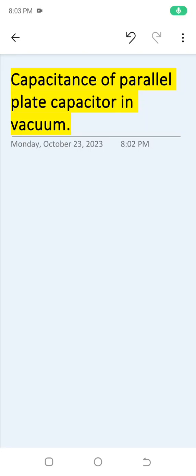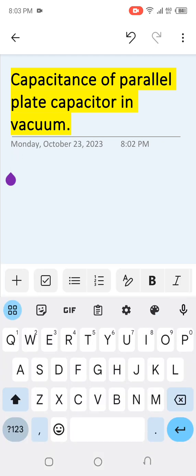So hello everyone, today we're gonna discuss lecture number 2, that is capacitance of parallel plate capacitor in vacuum. So first of all, as in the last video I taught you what is capacitor and capacitance. So here capacitance is basically the ratio between charges stored on a plate and potential difference across the plate.